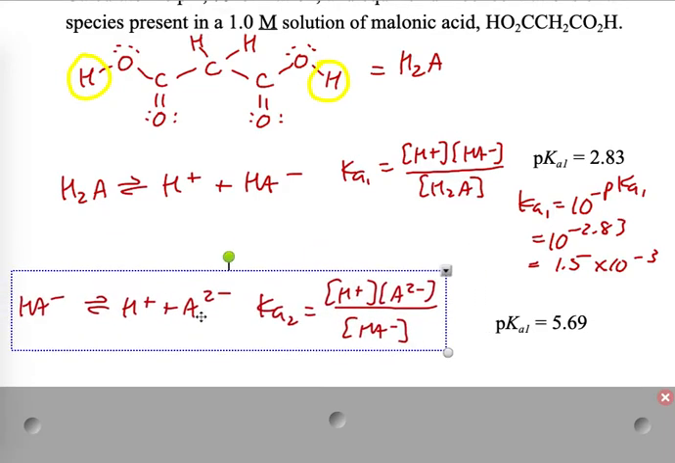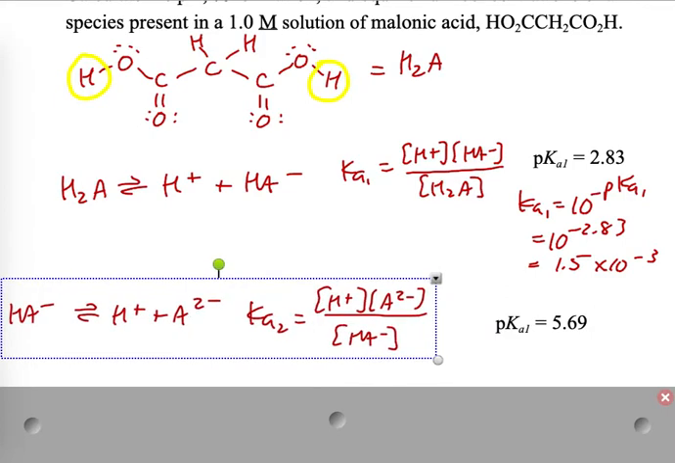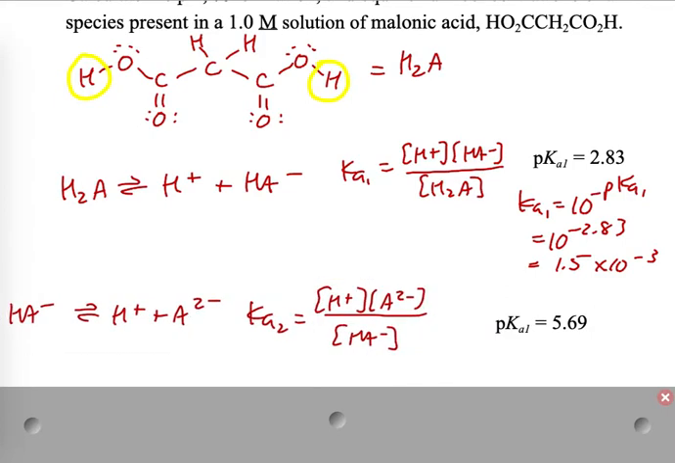Move all this out of the way. And pKa, sorry, that should be pKa2 equals 5.69. So Ka2 is 10 to the negative 5.69, or 2.0 times 10 to the negative 6th.